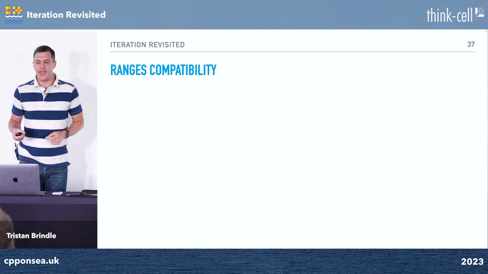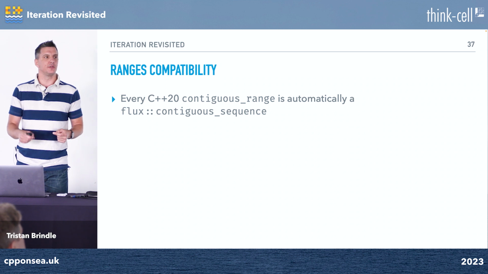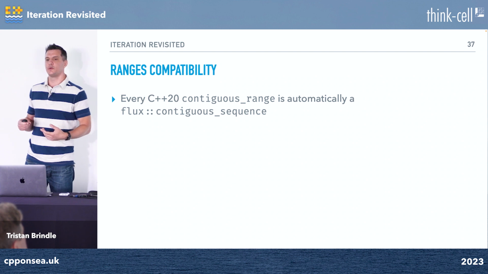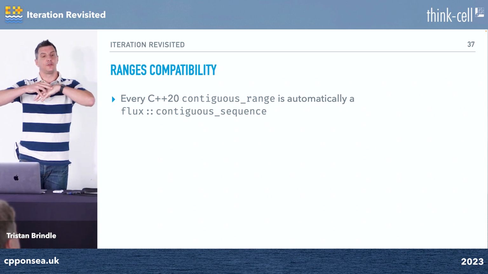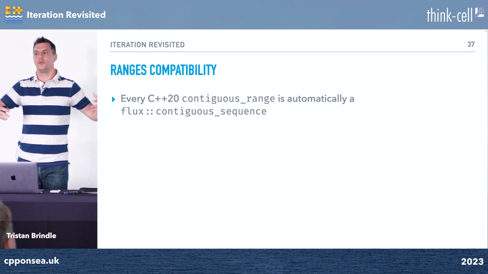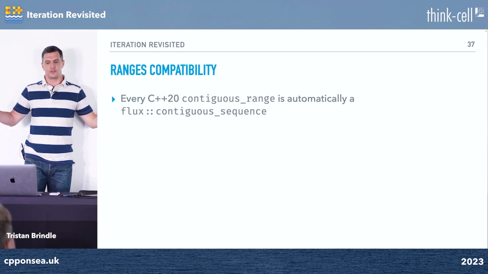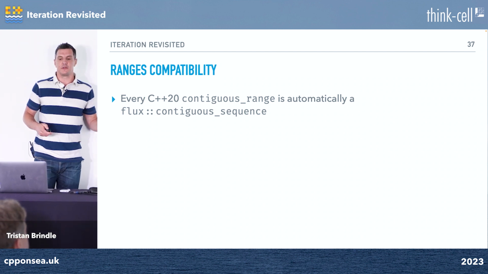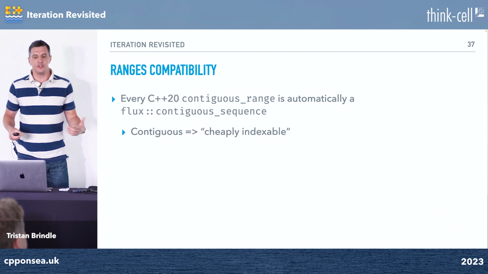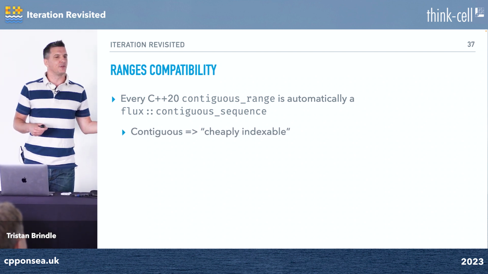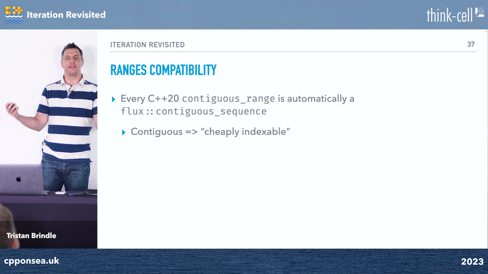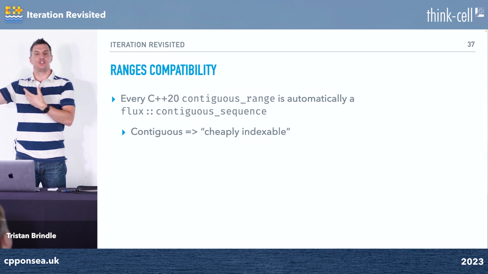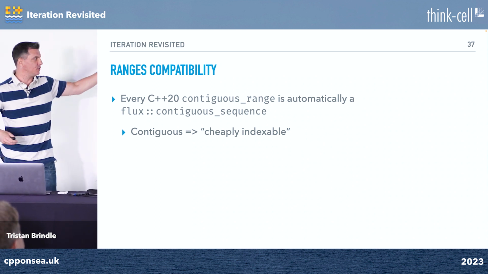So to this end, every C++20 contiguous range is automatically a Flux contiguous sequence. If you have a contiguous range, you can just, without doing anything whatsoever, use it with all of the Flux algorithms, all of the Flux adapters, all of that stuff is just going to work. We have a blanket implementation for every C++20 contiguous range. The reason we can do this is because contiguous ranges are sort of cheaply indexable. We can get the raw pointer, and then we can use an index into that raw pointer, and we can do the bounds checking. So this all just works.